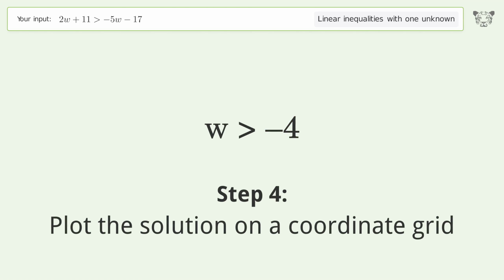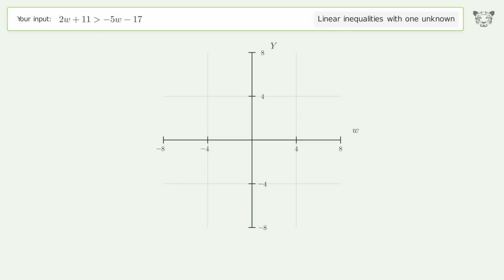Plot the solution on a coordinate grid. And so the final result is w greater than -4.